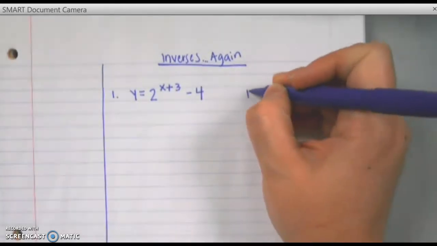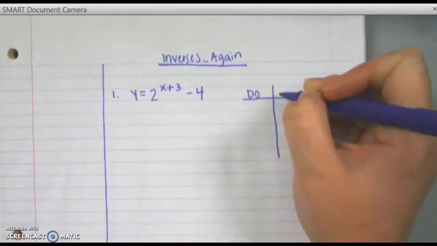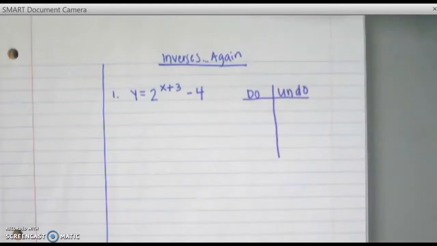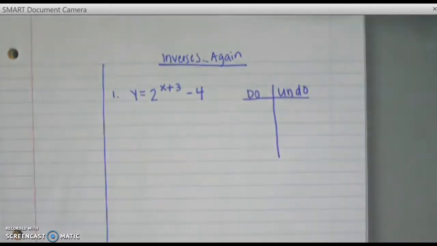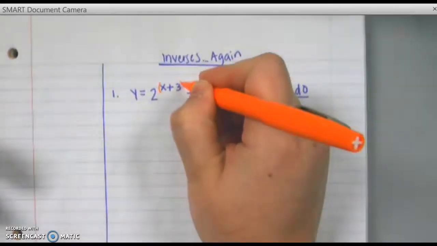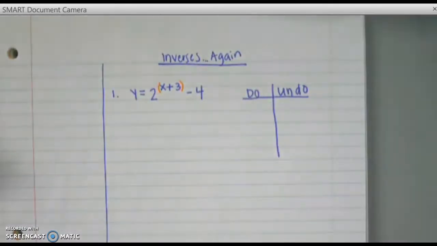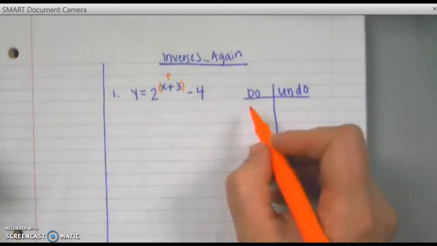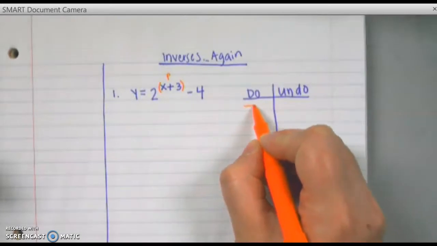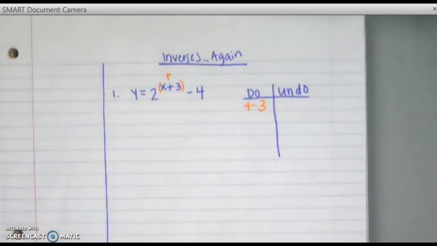This is the way we do it. I am going to organize my steps with a do-undo list, the same way that we did the first time around. For a do-undo list, we identify the order of operations. Please excuse my dear Aunt Sally. I do actually have parentheses around the x plus 3 that's in my exponent. We don't draw the parentheses there because you can tell the whole thing is an exponent, so there's an invisible set of parentheses around there. So parentheses would be the first thing I did. I have a plus 3 as the first thing I would do.